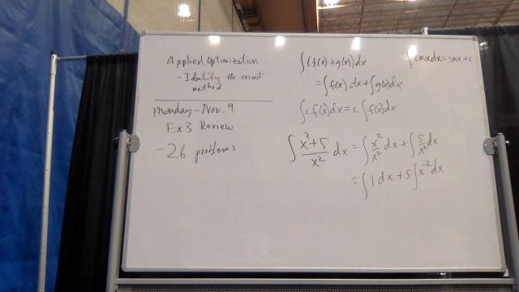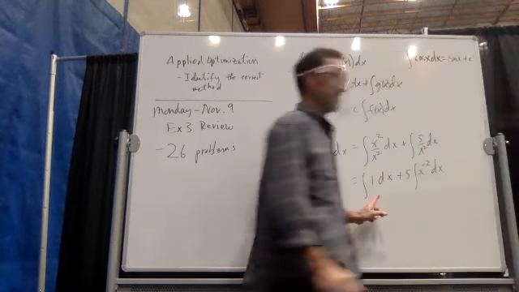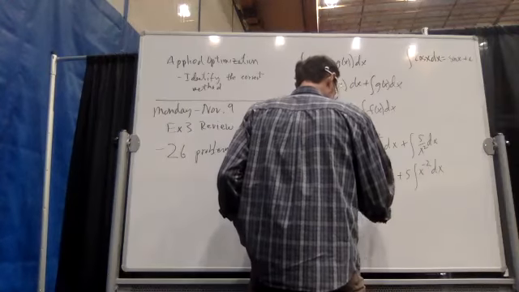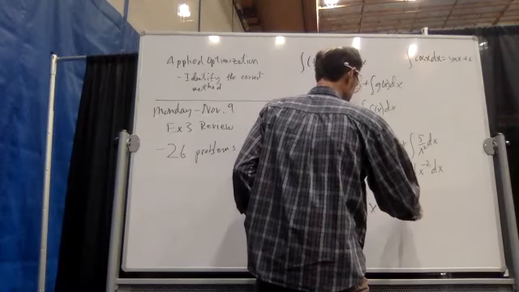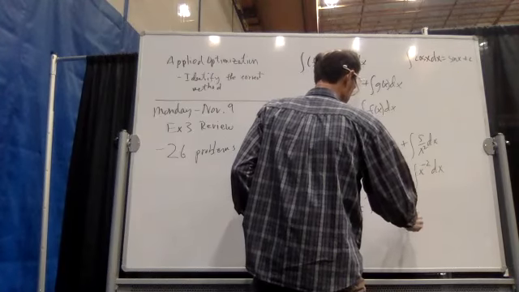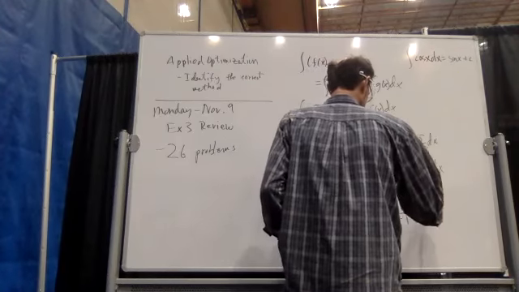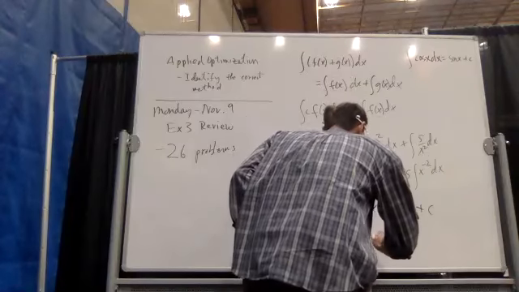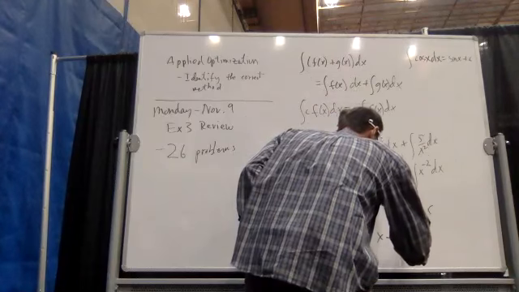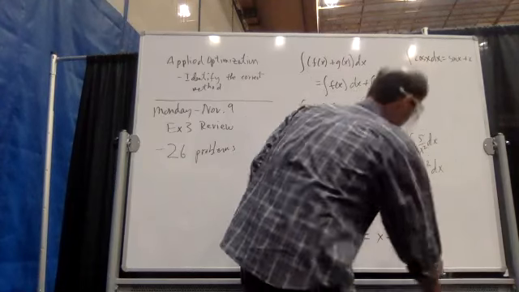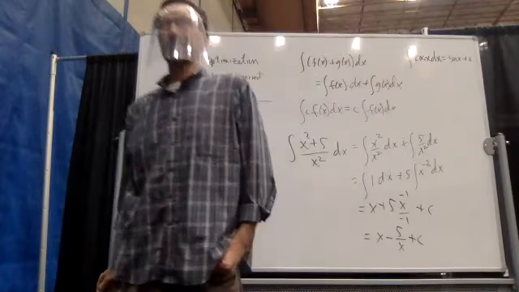And now I do know a function whose derivative is 1. We call it x. And I know a function whose derivative is x to the minus 2. Raise the power, divide by the new power, and now add any old constant. And if you want to clean it up, maybe not 100% necessary, but it's prettier. So there you have it.